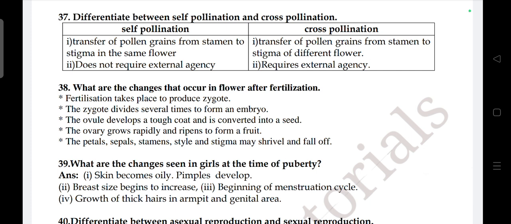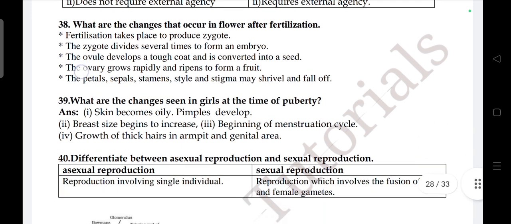Here I am not reading or explaining answers because the video will become longer. If you want the answer, just take a screenshot and get ready for your exam. These are all very important questions. If you read this much, this is enough for your annual exam also.